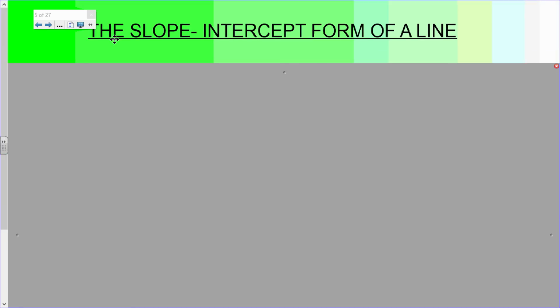Slope-intercept form of a line. Go ahead and title your notes set. We'll take notes for about 15 minutes. Nothing crazy.